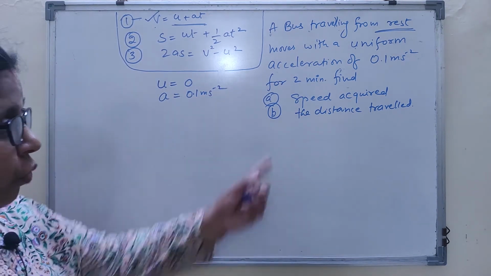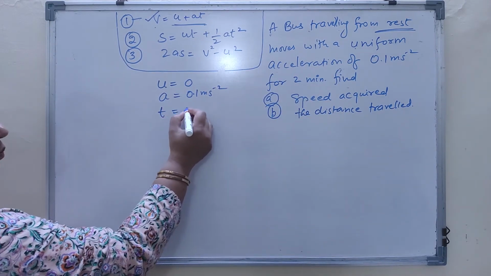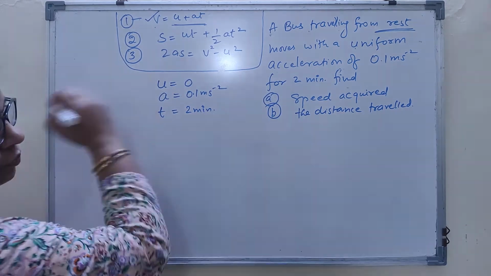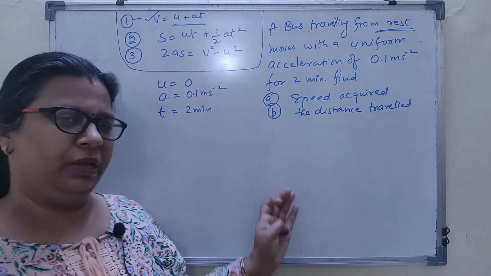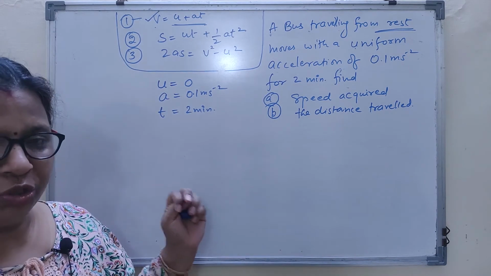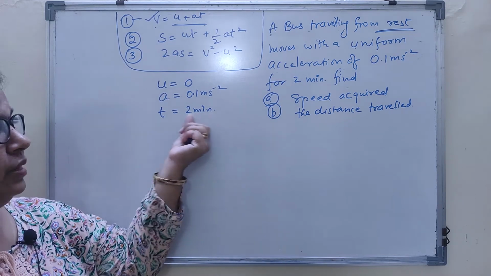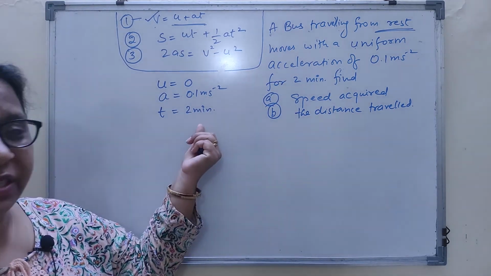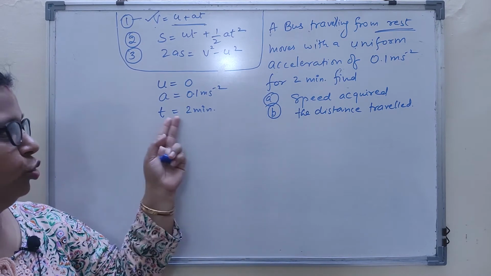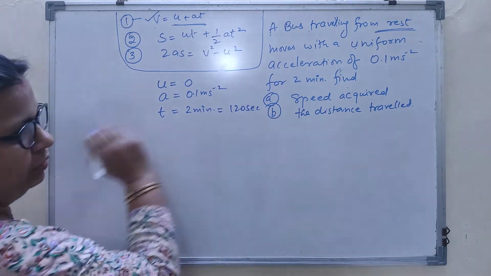Then for 2 minutes, so this 2 minutes is the time. Now one more important thing, whenever we are solving any numericals, first of all we should convert all the units into SI units. Minutes is not an SI unit, so we should first convert it. What is the SI unit of time? It is seconds. So 2 minutes equal to 120 seconds. You should always convert them first.